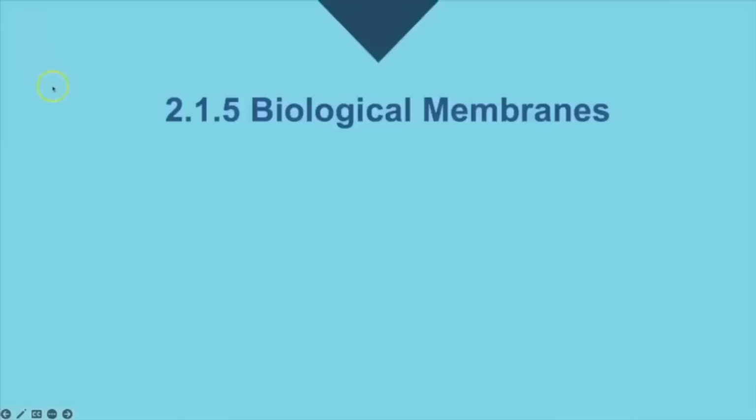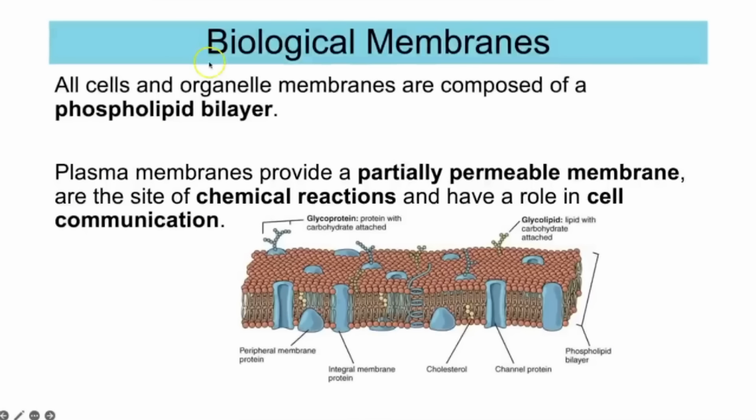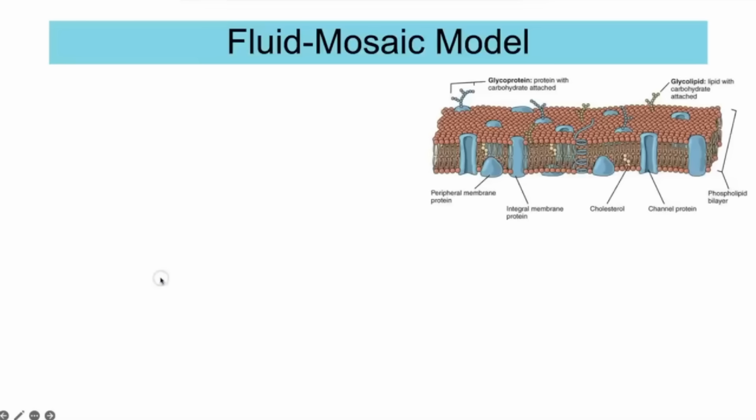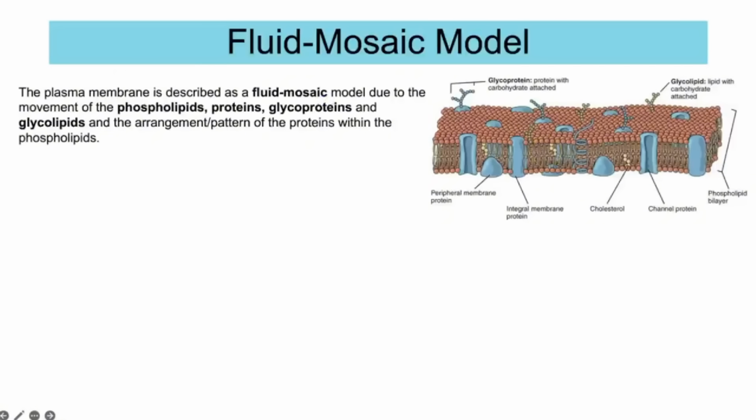We then move on to biological membranes. So biological membranes, all cells and all organelle membranes are composed of a phospholipid bilayer, and that's what we mean by a biological membrane. Plasma membranes provide this partially permeable membrane, and they're the site of chemical reactions, and they have a role in cell communication as well. And the plasma membrane has this model to represent the different components and properties known as the fluid mosaic model.